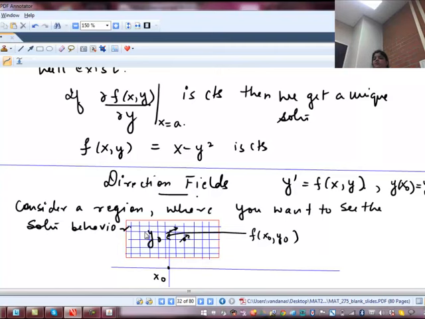But is it feasible to draw so many lines, computing the slope at each point and then drawing the lines at every point? What do you think?